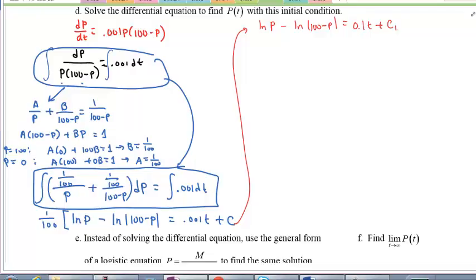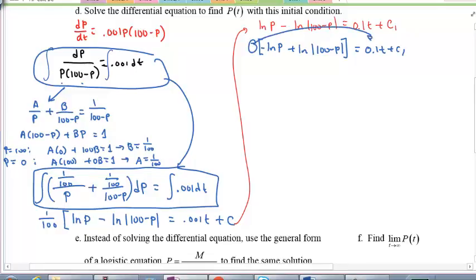And then I'm also going to do one little trick. I'm going to take out a negative from the left-hand side, and you'll see why in a second. If I take out a negative, this becomes negative ln p plus ln of 100 minus p. And I'm going to do that because I want to take this negative sign and stick it on the right-hand side. So when I do that, notice I'll have the following. Negative ln p plus ln 100 minus p equals negative 0.1t, plus I guess another constant. Let's just call it c2.